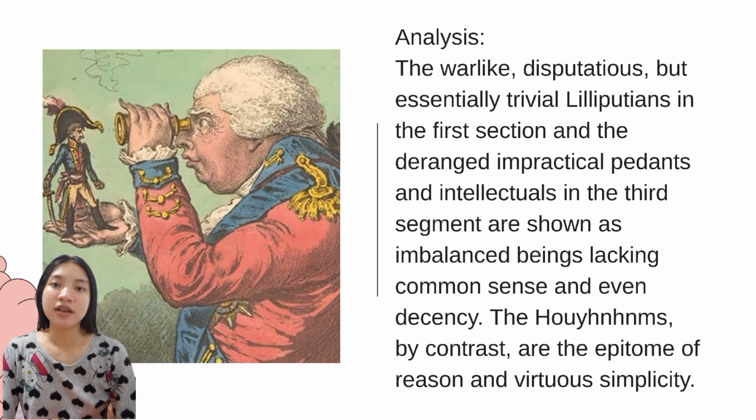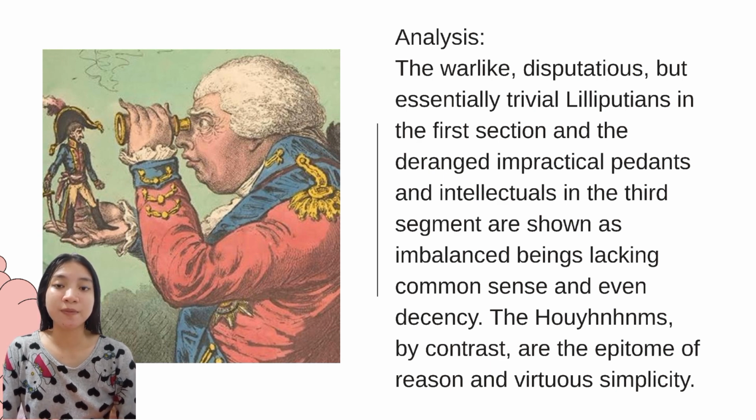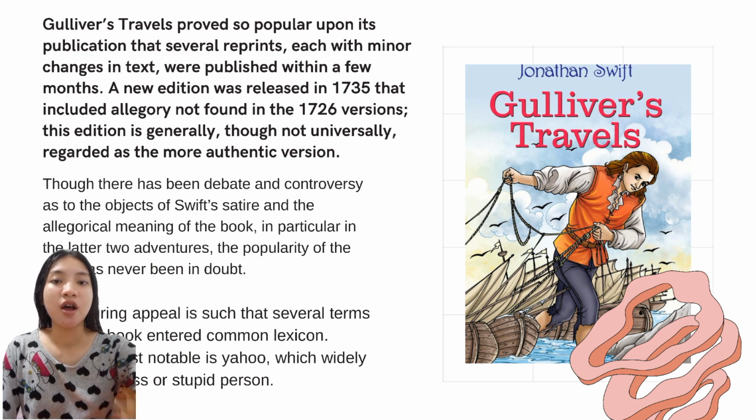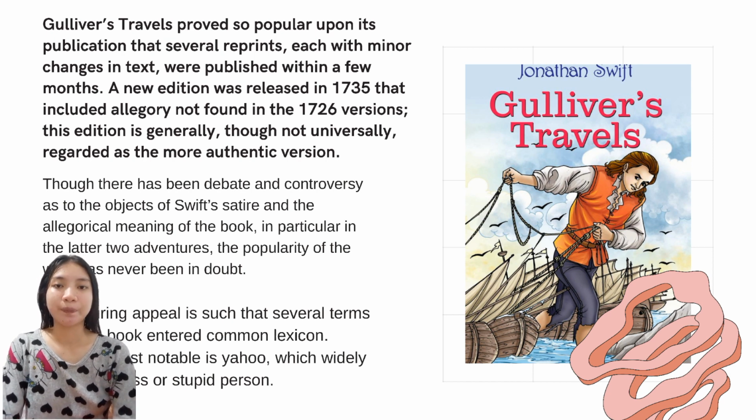The Houyhnhnms, by contrast, are the epitome of reason and virtuous simplicity. However, Gulliver's own proud identification with these horses and his subsequent disdain for his fellow humans indicates that he too has become imbalanced and that human beings are simply incapable of aspiring to the virtuous rationality that Gulliver has glimpsed.